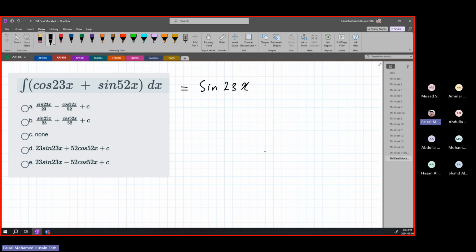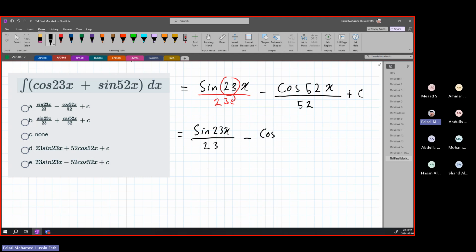What does this mean? This means that you're going to have to not multiply, but divide by the 23 value over here. All right. Same thing over here. So the plus sign becomes minus cosine 52x. Again, you're going to be dividing by 52 because we have the constant of 52 over here. And of course, plus c. So this is just simply equal to sine of 23x divided by 23 minus cosine of 52x divided by 52 plus c.